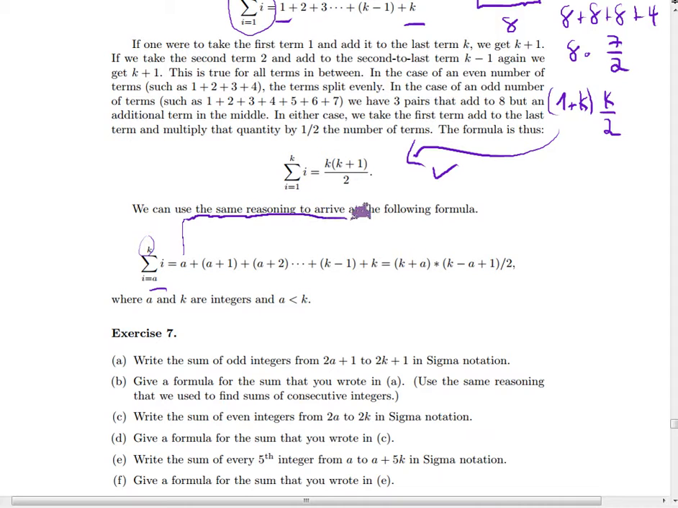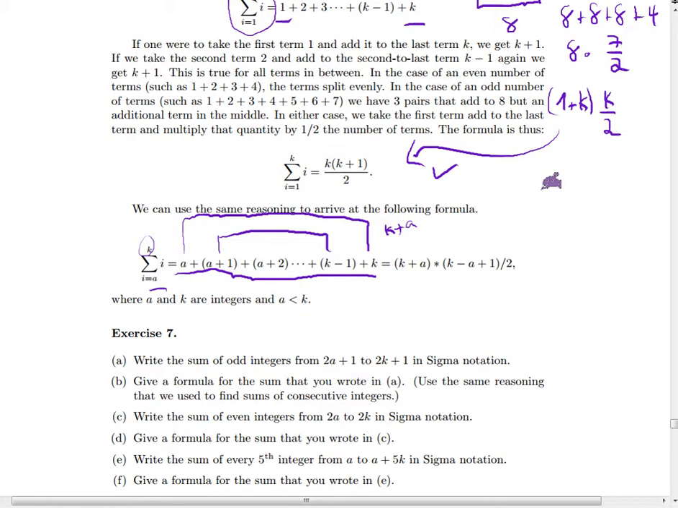First plus last, second plus second to last. Now, what are you getting when you take the first plus last? That's k plus a. So you're going to have a whole bunch of k plus a's. How many k plus a's will you have? Well, you'll have half the number of terms. What's the number of terms? Well, it's actually k minus a plus 1. You can work that out.